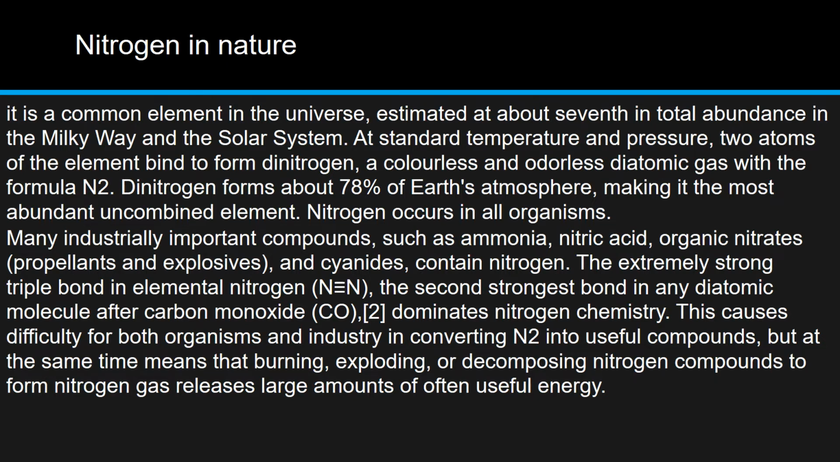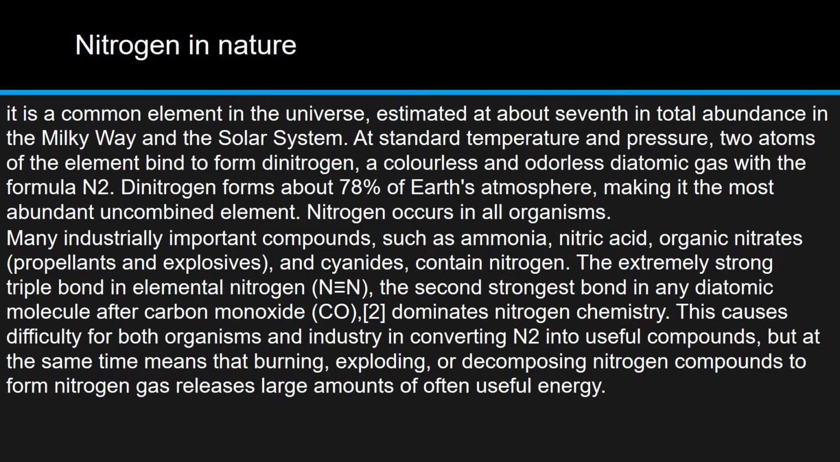Dinitrogen forms about 78% of Earth's atmosphere, making it the most abundant uncombined element. Nitrogen occurs in all organisms. Many industrially important compounds, such as ammonia, nitric acid, organic nitrates, propellants, and explosives, contain nitrogen.